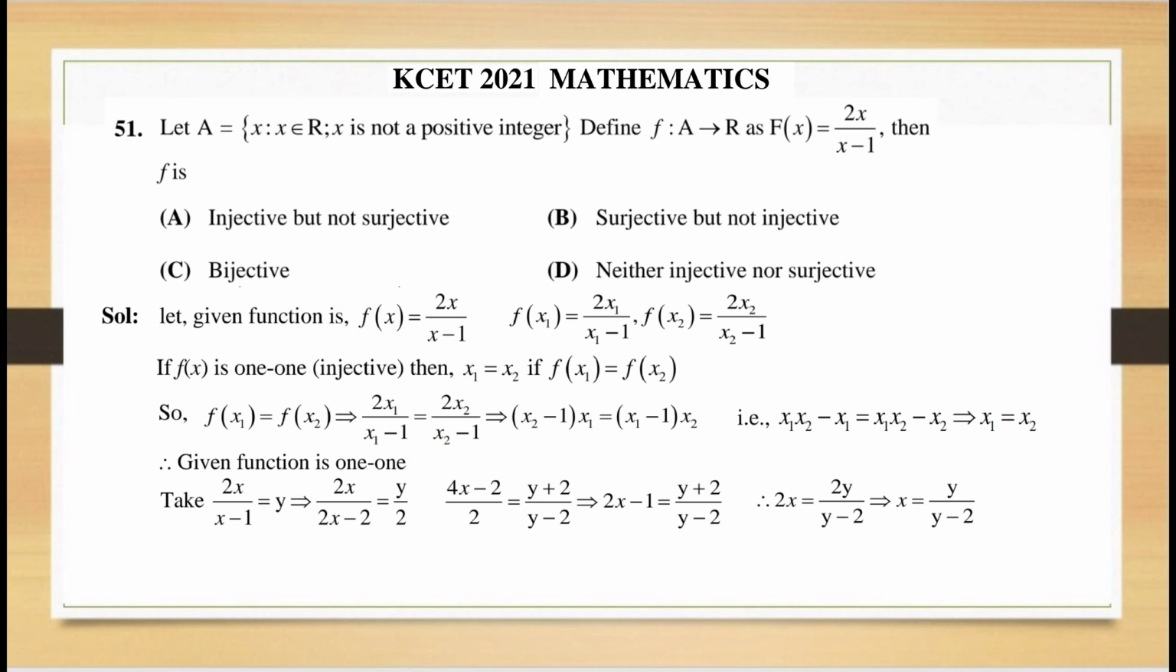So, if the function is surjective, then x should be defined for all values of y. But here, x is not defined at y equals 2 because the denominator becomes 0. Therefore, the function is not surjective. So option A is correct.